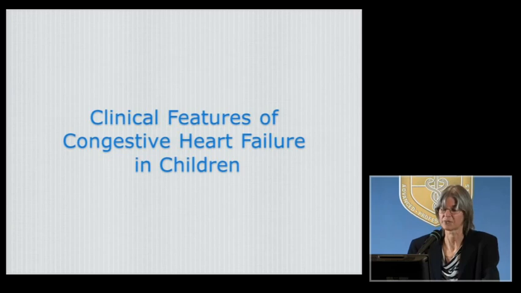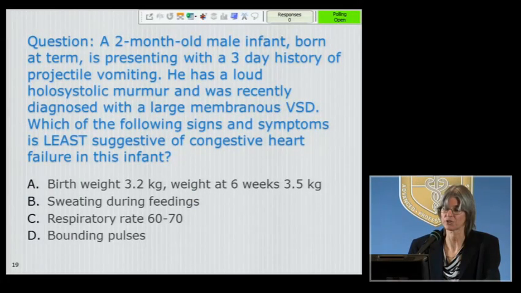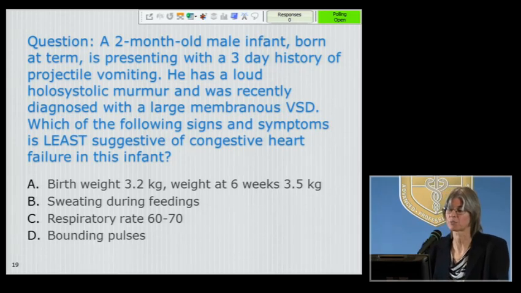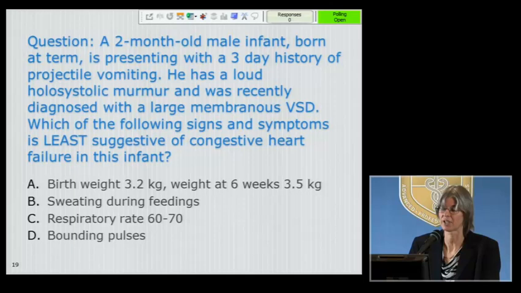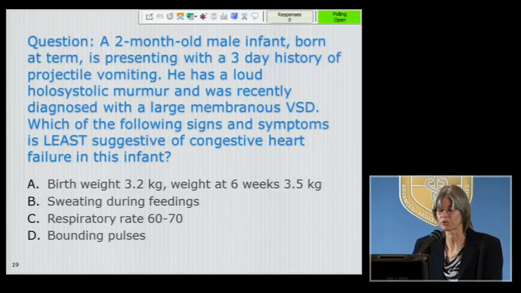How do children in congestive heart failure present? What is different compared to adults? And here's another question for you. A 2-month-old male infant born at term is presenting with a 3-day history of projectile vomiting. He has a loud holosystolic murmur and was recently diagnosed with a large membranous VSD. Which of the following signs and symptoms is least suggestive of congestive heart failure in this infant?